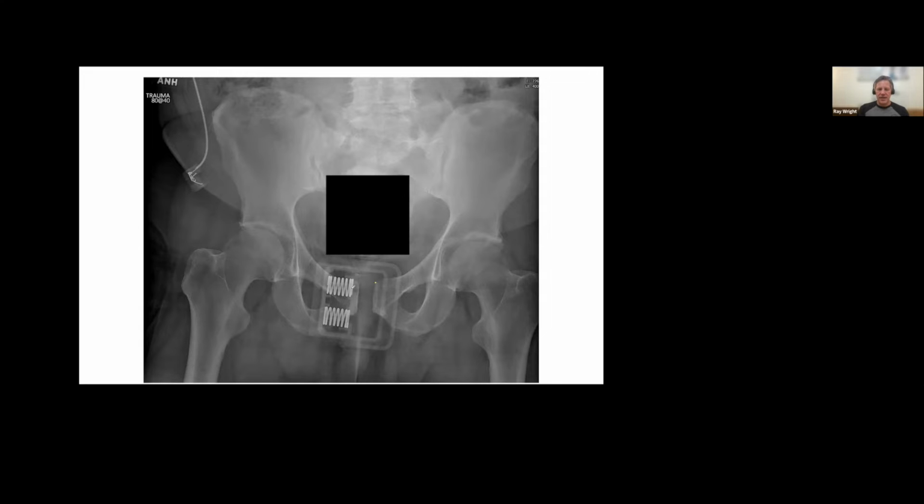But here's the gentleman as he presented to our institution. What I see immediately is disruption of the symphysis pubis. I can also see this patient comes in a pelvic binder, and he's got a bladder that's starting to fill up, and they haven't put a Foley catheter in him yet. And beyond that, I think it's a little challenging to tell.